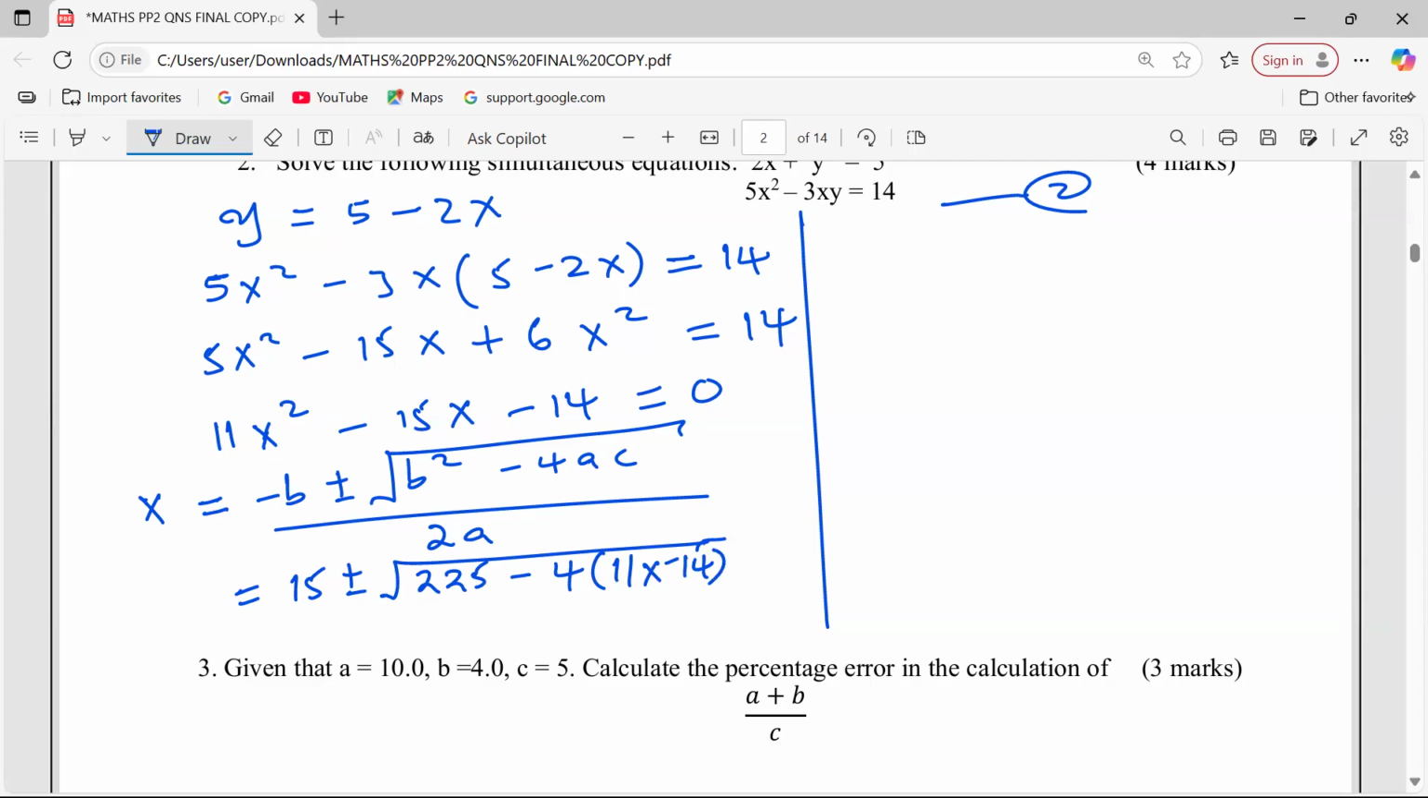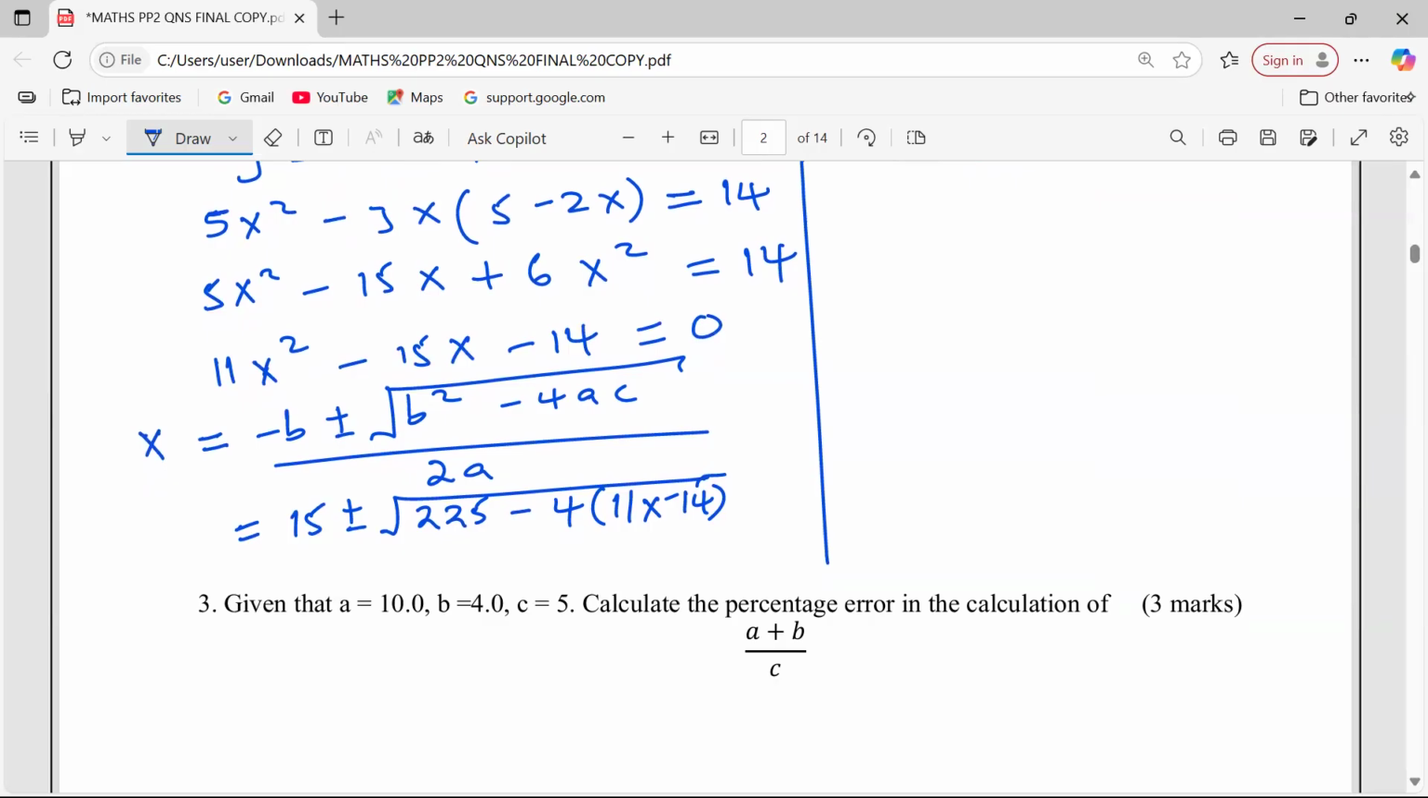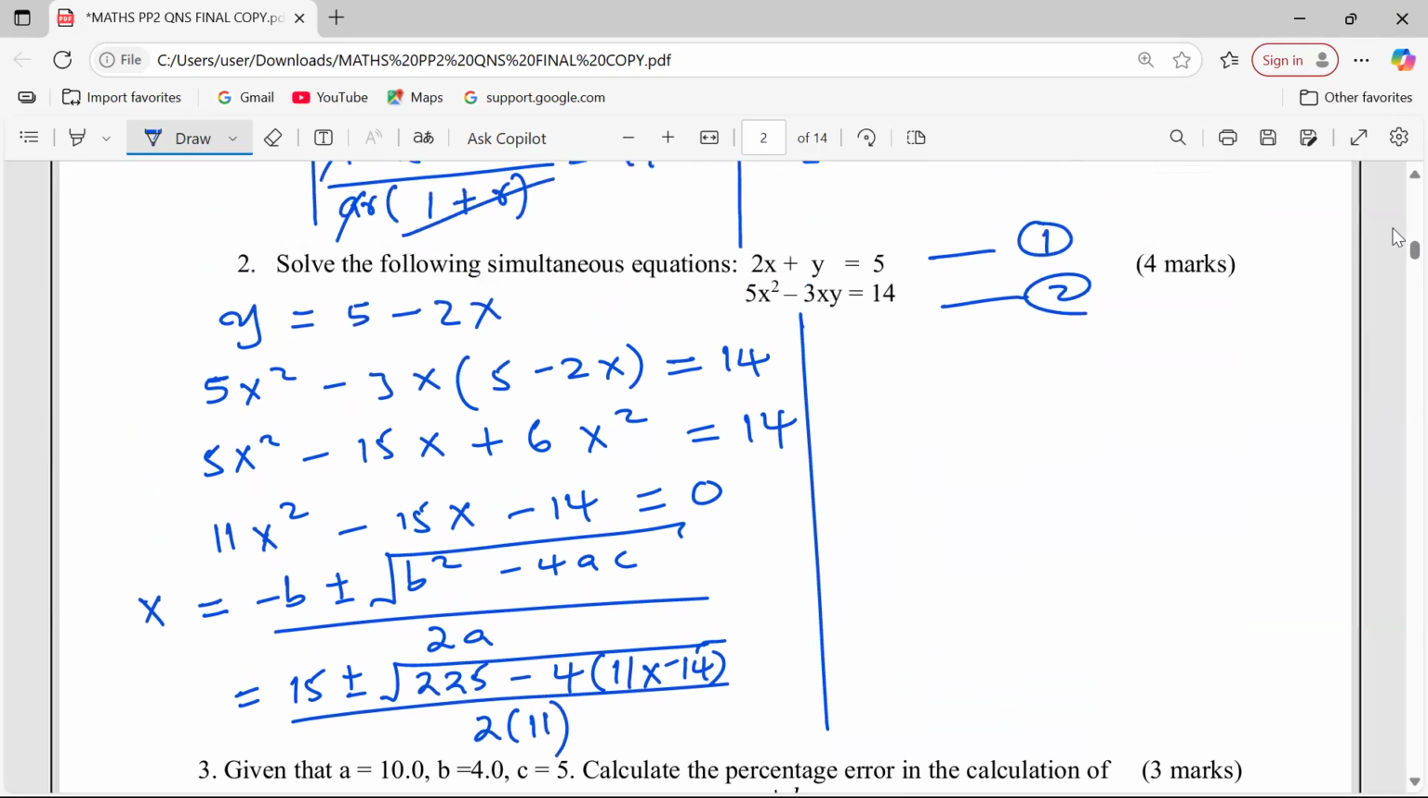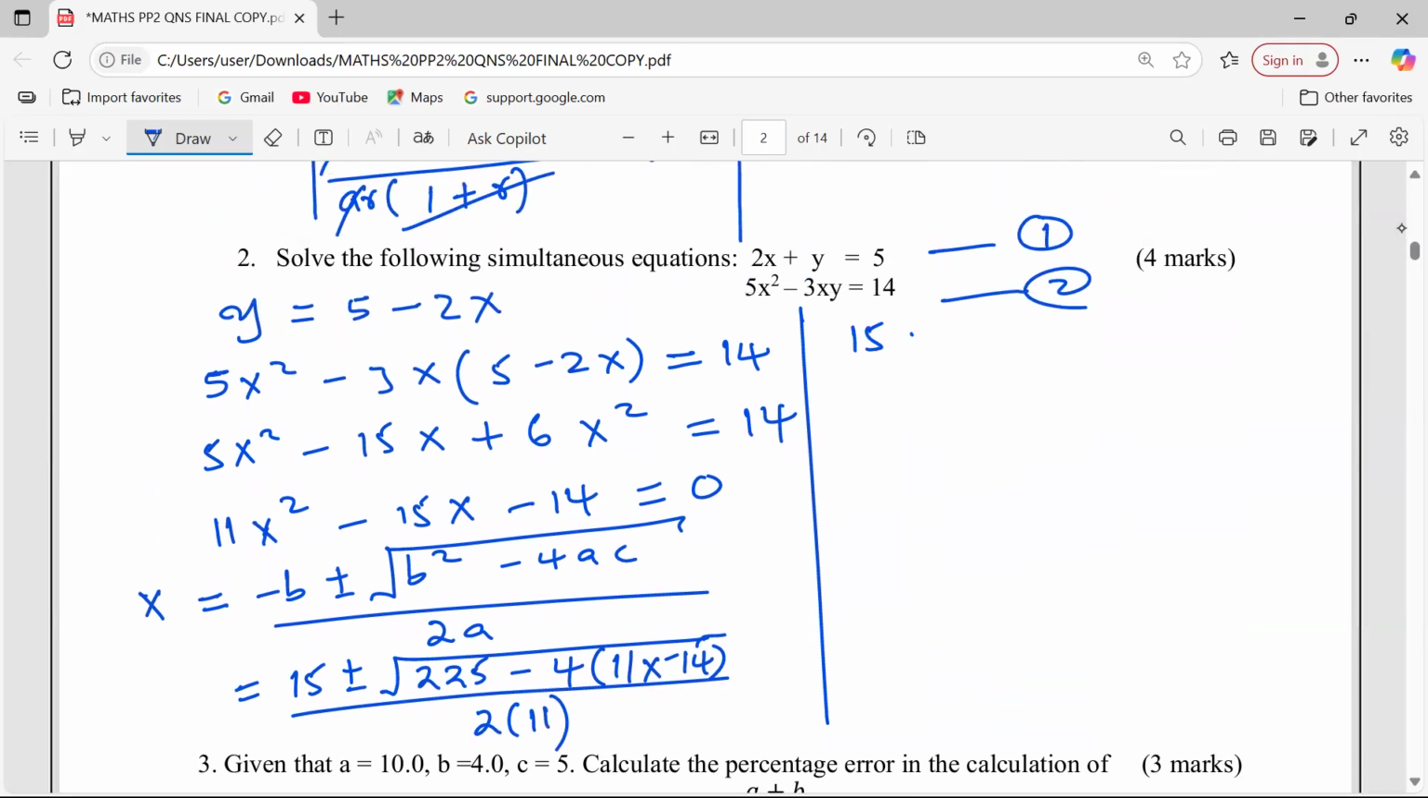So it's 4 by 11 by 14. That one has to become a positive now because of negative 4 times negative 14. Everything is being divided by 2 multiplied by 11. So at this point now we are going to have 15 plus or minus... when I add 225 and 616, I'm getting 841. So I need the square root of 841, which is exactly 29 out of 22.